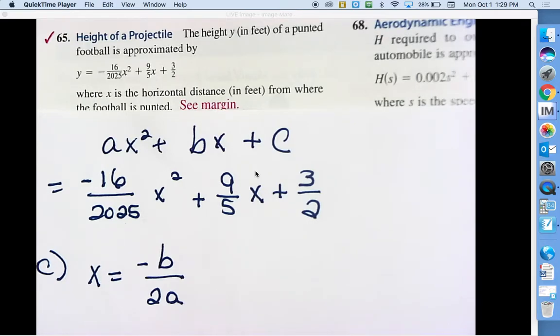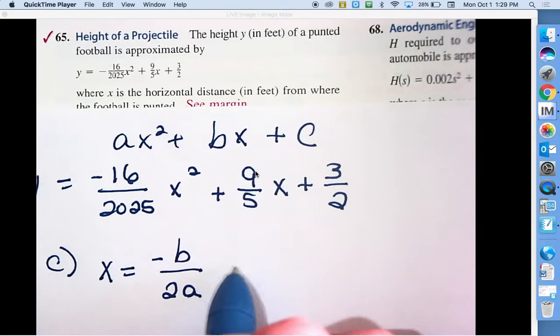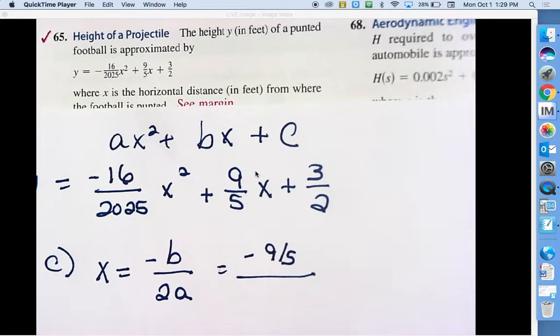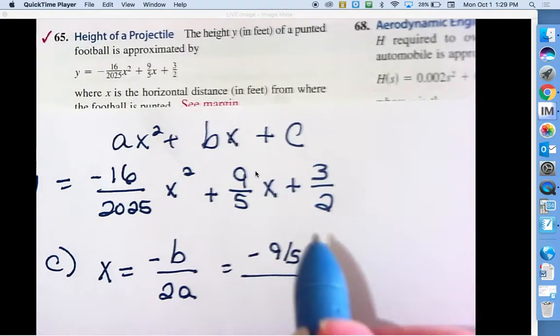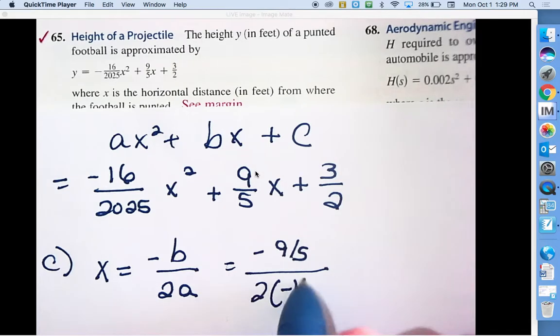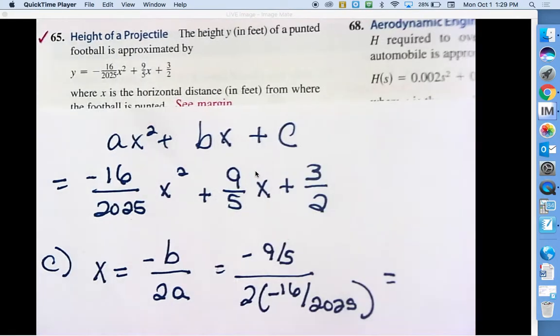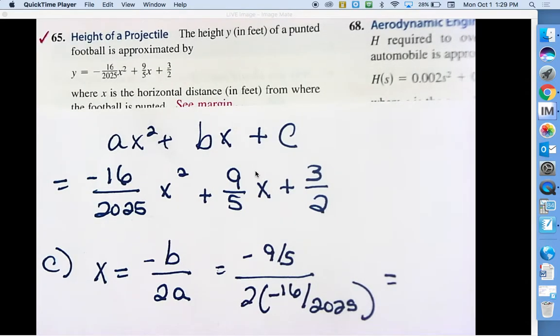It works every time. No matter if you have ugly fractions or nice numbers, it is another way that you can find the vertex. So the axis of symmetry tells how far it goes over. So if we plug in these numbers, again, they're not nice, but we've got 9/5, it's negative because the formula says -b, and then 2 times -16 over 20/25. Now, yeah, you're going to need to use a calculator a little bit because that's pretty tough doing mentally.